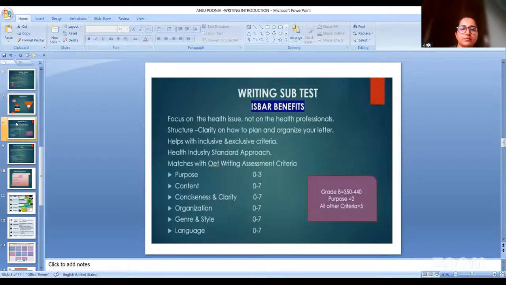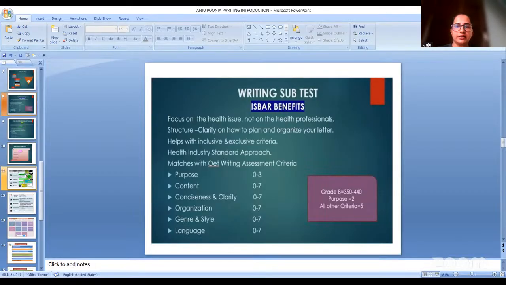Okay. ISBAR. This is the main thing we need to focus on in our writing, and Father already explained it in a good way. So focus on the health issue, not on the health professional. It gives structure and clarity on how to plan and organize your letter. We can say that it's the backbone of our writing.